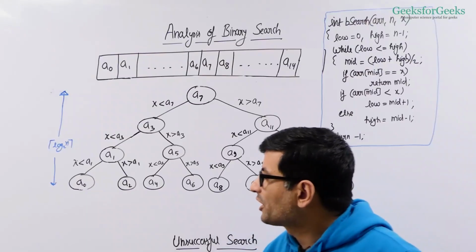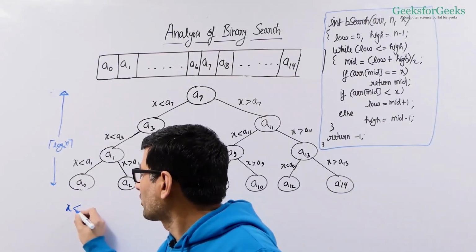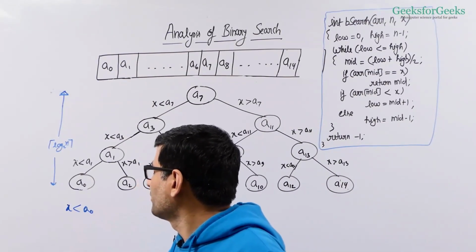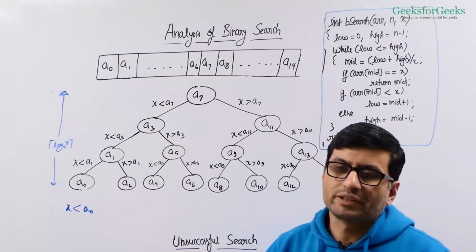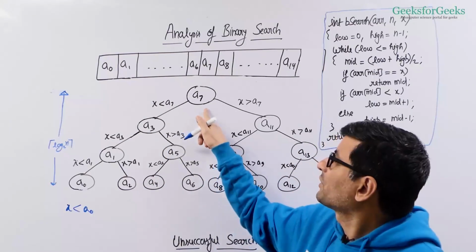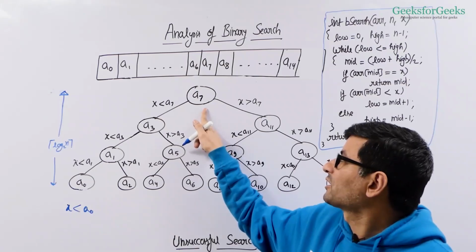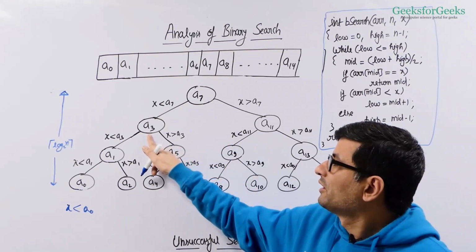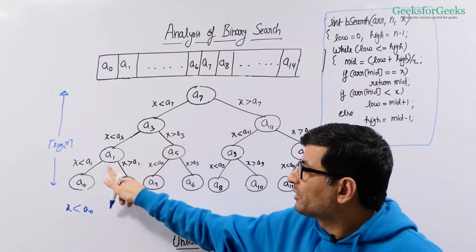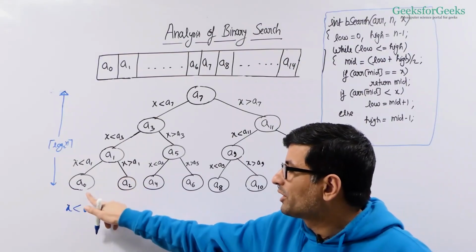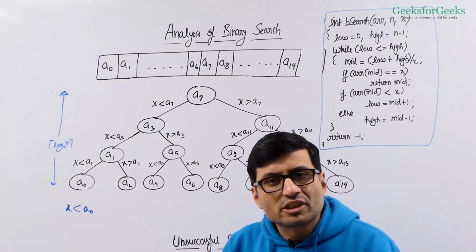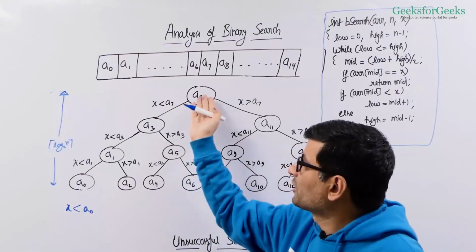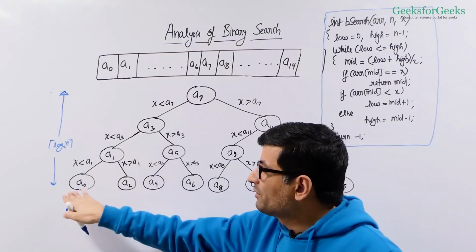Let's say we are searching for an element which is smaller than A0. Say the smallest element in your array is 10 and you are searching for 5. You will begin your search from the mid, A7, you will realize it is smaller than A7, you will come to A3. It's smaller than A3, you will come to A1. It's smaller than A1, you will come to A0. Since it is smaller than A0, it's going to be smaller than these 3 elements and you are going to anyways come to here.